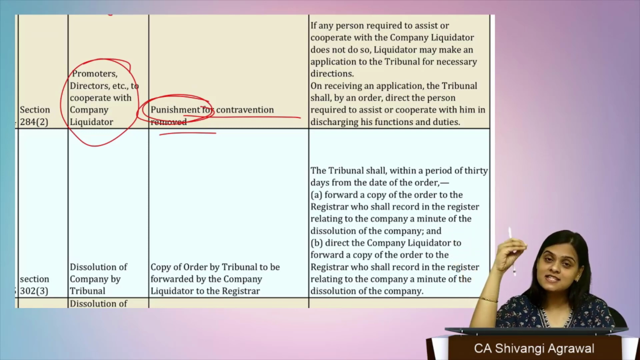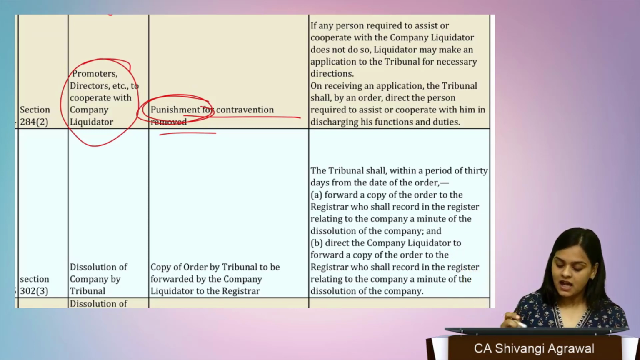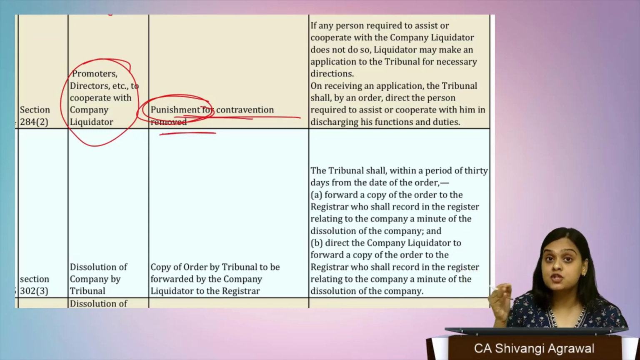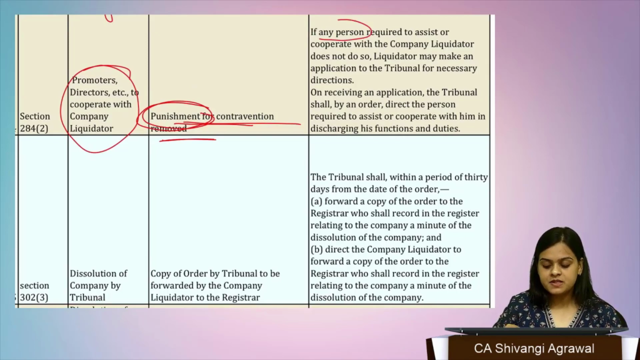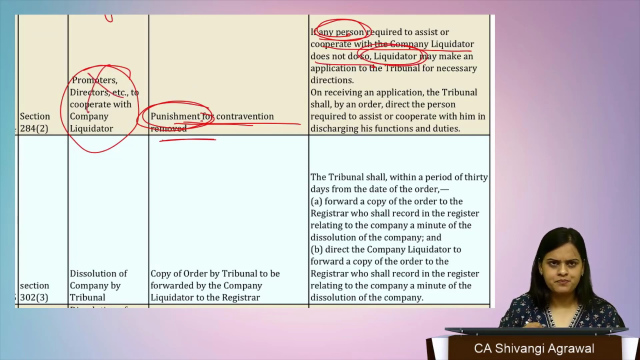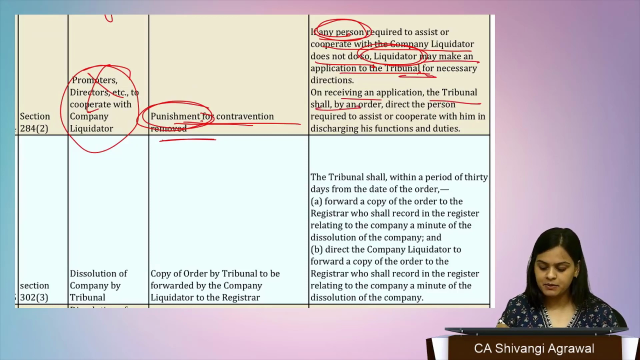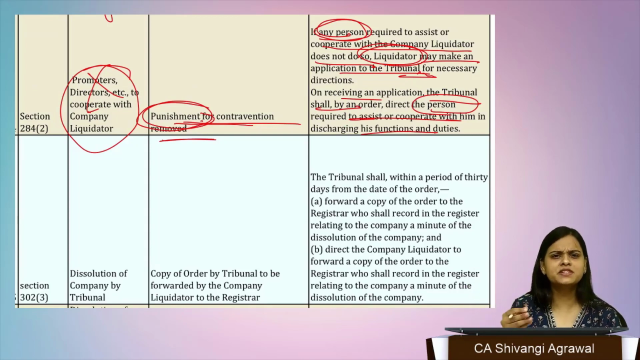That is why it is mandatory to put punishments, because if punishment is removed, then people will not do the work that they must do. But now, since punishment has been removed, something needs to be incorporated. What has been incorporated? Supposedly there is a director who must cooperate with the company liquidator, but he does not do so. So now the power has been given to the liquidator. We are not going to punish them. You make an application to the tribunal, and when the tribunal receives that application, the tribunal will direct the person, and of course on that direction the person will assist.